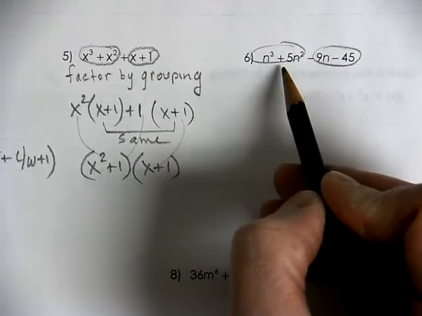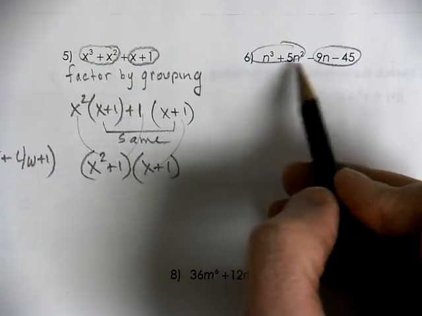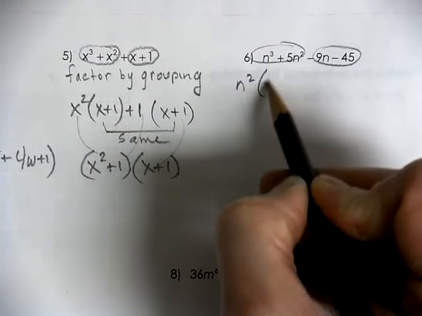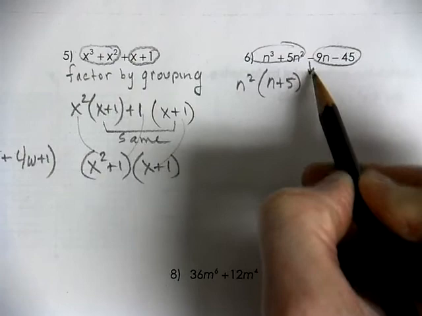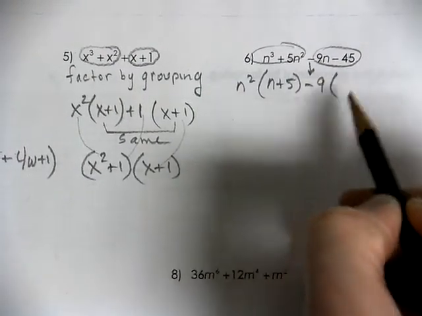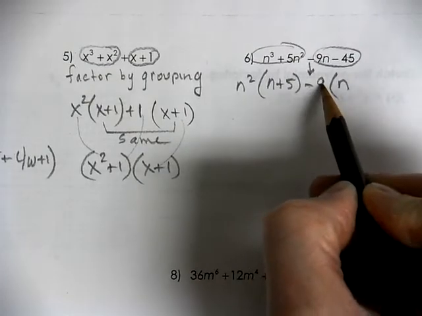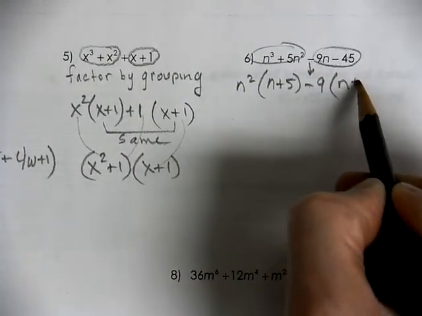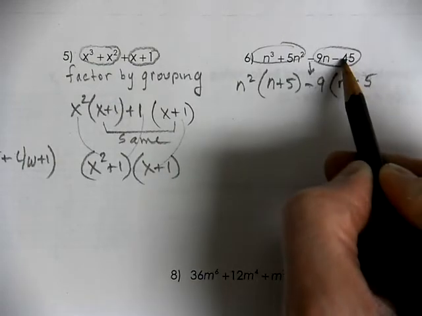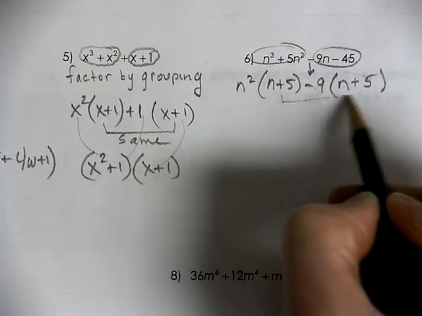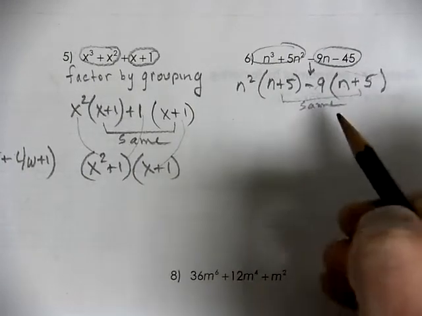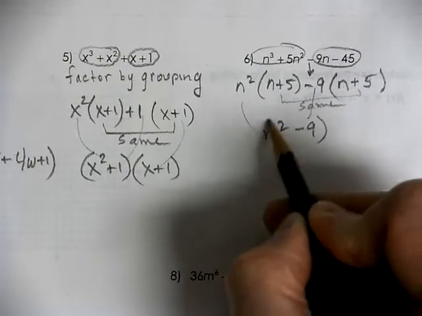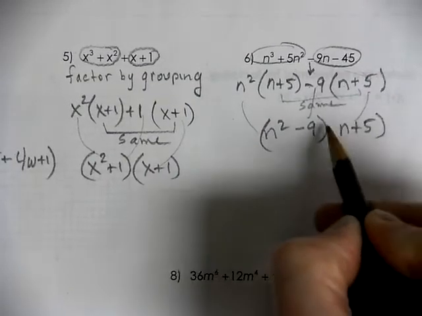So because there's 4 terms, we're going to assume that we can solve this by factor by grouping. That means we're going to circle both groups. N squared. That leaves us with an n plus a 5. Bring down your sign. Factor out what you can, which is a 9. That leaves us with an n, because negative 9 times n makes negative 9n. Negative 9 times a positive 5 makes a negative 45. What's inside your parentheses has to be exactly the same. So we're going to say that it's n squared minus 9, and it's n plus 5.